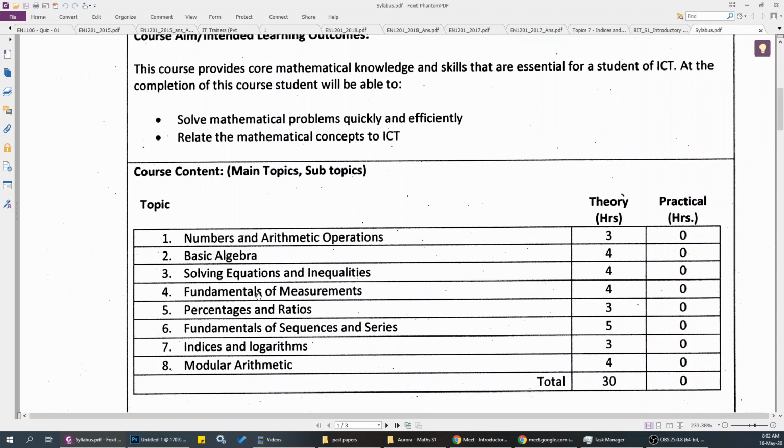In this particular topic, we have one remaining part where we have to discuss the basics of trigonometry. It's a very simple thing. What you have in this syllabus is simple, so I will discuss it in a session later. And then we have percentages and ratio, which is a small topic. Then we have fundamentals of sequences and series.